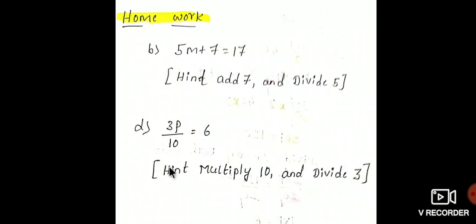So here the hints I have given directly. Multiply 10 on both sides, first step. Second step, divide 3 on both sides. But here, you should think about this add 7. Is it correct or wrong? Okay. If you think about that, you will get the answer very easily. These two are the hints for these two problems: 5m plus 7 is equal to 17, and 3p/10 is equal to 6. Okay. Next.